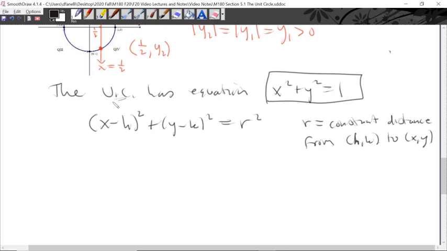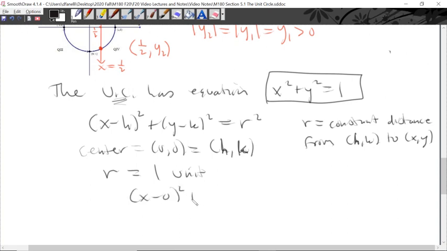Well, in the unit circle, by definition, we have a center which is (0, 0), so that means h is equal to 0 and k is equal to 0. And r is, of course, equal to 1 unit, because it is the unit circle. So if we plug those into the standard form equation, (x minus 0) squared plus (y minus 0) squared is equal to 1 squared. In other words, x squared plus y squared is equal to 1 is the equation of the unit circle.